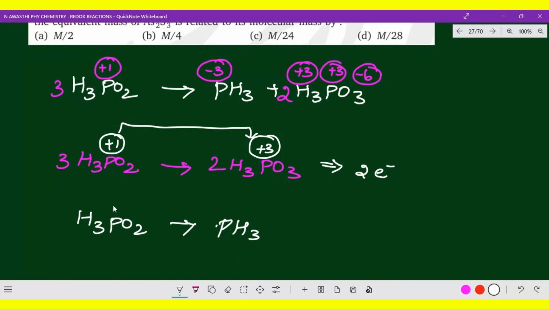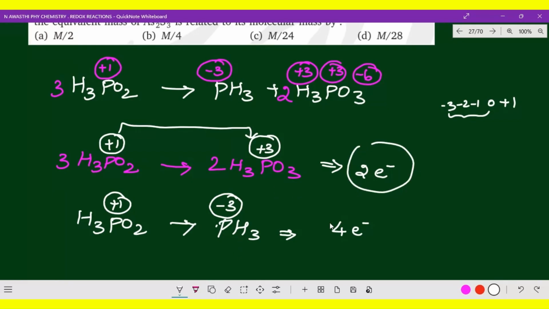So PH3, here it is +1 oxidation state, which is converted to -3 oxidation state. So how many electrons change? It is +1, 0, -1, -2, -3. So in that way, 1, 2, 3, 4. So 4 electrons change. Okay, now in that way, here 2 electrons change and here 4 electrons change.